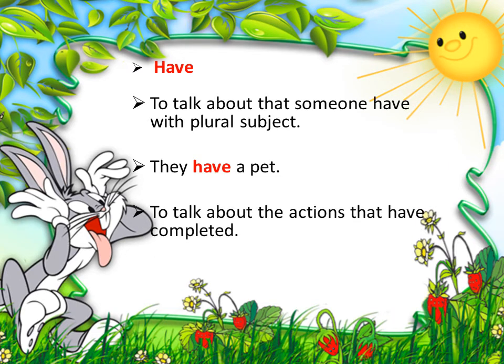To talk about the actions that have completed, कोई भी more than one activity complete हो चुकी है, more than one subject के लिए जो activity already taken place, उसके लिए हम have use करते हैं. How? The glasses have broken. एक ग्लास नहीं टूटा है, 2 और 3 या फिर ज़्यादा ग्लासेस टूटे हैं. So for that I will use the glasses have broken. Okay, next one.